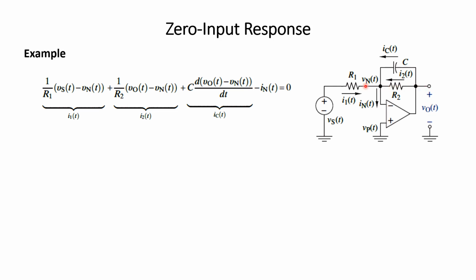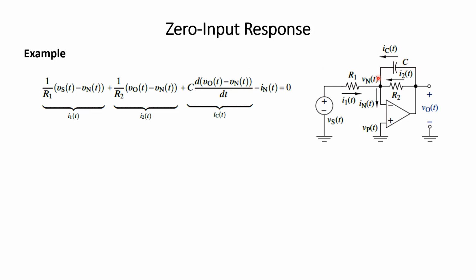This is VO minus Vn, so the current is VO minus Vn divided by R2. What is the current flowing through the capacitor? Capacitor current is C dV by dt. So it is C times the voltage across the capacitor, given the direction of the current.